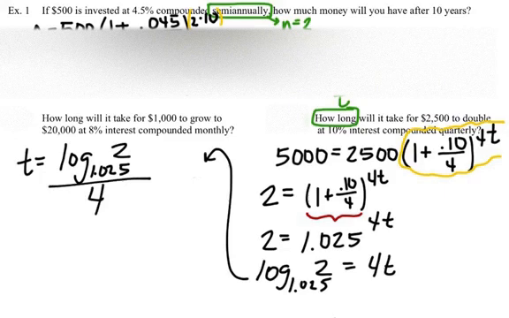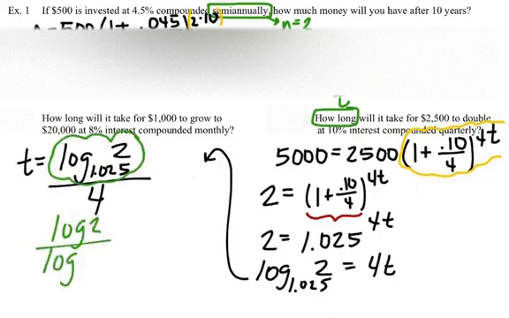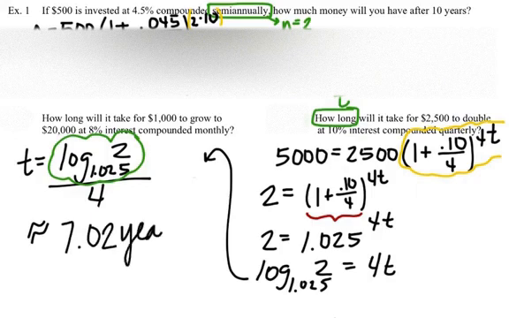Once again, let's talk about how we are going to enter this logarithm into our calculator. We'll enter it as the log of 2 divided by the log of 1.025 using our change of base property. And our final answer then should be approximately 7.02 years. As I said before, definitely try it on your calculator to make sure that you know how to use your calculator on these types of problems.